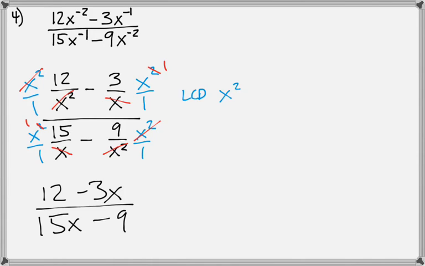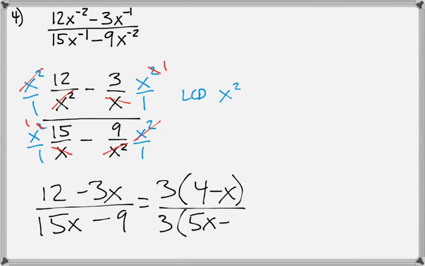Okay, so now I need to factor and then simplify as far as possible. So out of the top, if you factor 3 as a GCF, that'll leave you with 4 minus x. And you can actually take a 3 out of the denominator, and that will leave you with 5x minus 3. So those 3's will cancel out, and you're left with 4 minus x over 5x minus 3.